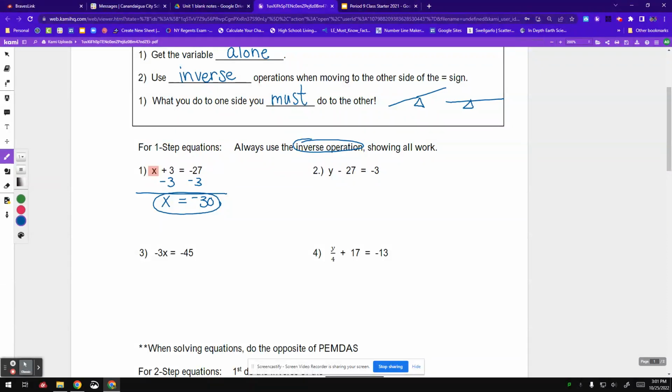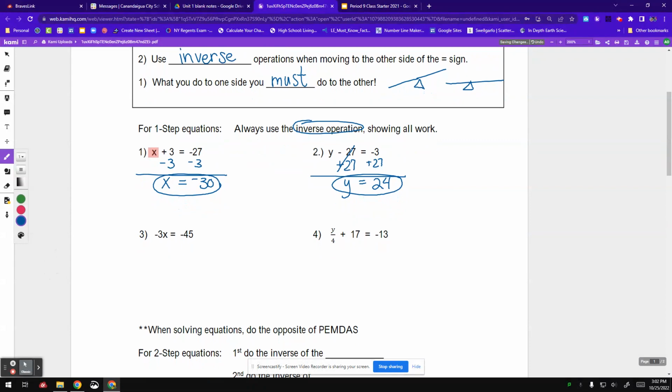So number 2, y is not alone. It's being subtracted by 27. The inverse of subtracting 27 is adding 27. Negative 27 and positive 27 makes 0. Y is now by itself on the left. On the right, we have a negative 3 and a positive 27. They're different signs, so we're going to subtract and keep the sign of the one with more. That's a positive 24.